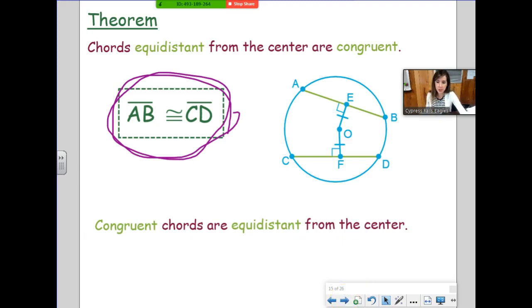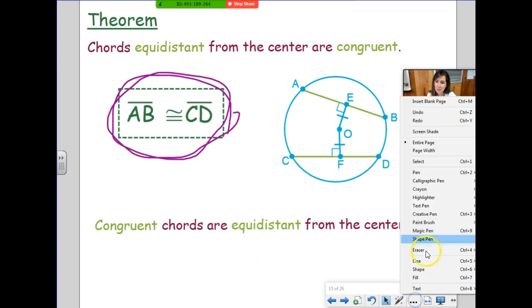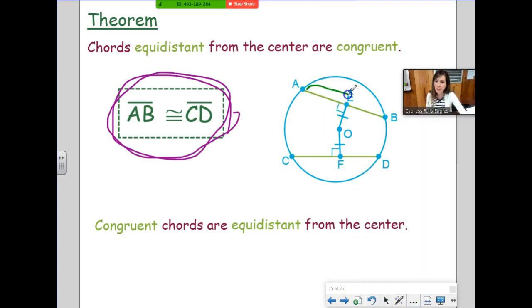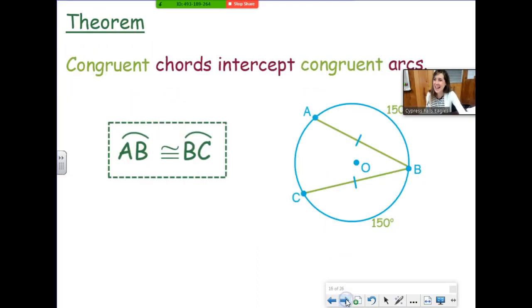So I could add tick marks to my picture. It's kind of hard to add tick marks since there's an intersection. You'd have to mess up your picture a little bit. This is the same length as this. One more thing happens if chords are equidistant from the center. If those two chords are the same length, then what do you think about the measure of arc AB versus the measure of arc CD? Congruent. Yeah. Congruent. That's the last theorem of the day.